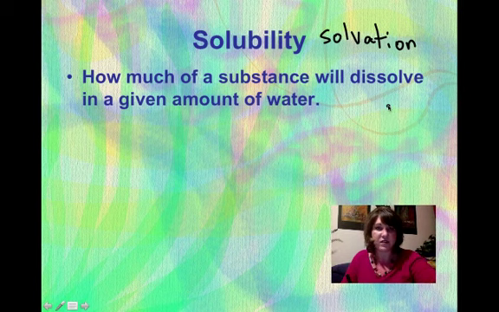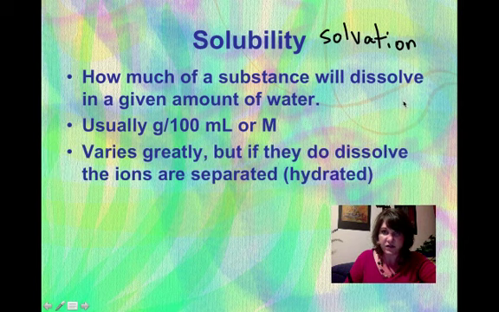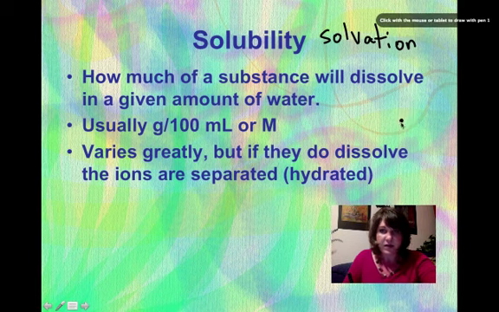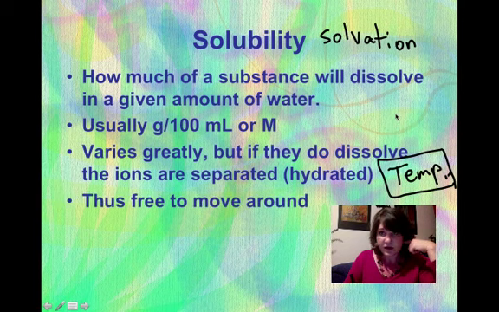So how would we describe the amount of stuff that we can dissolve in water? Typically we would report it in grams of that substance for every 100 milliliters, but it's more common to use molar or molarity, and I'll show you how that works in just a few slides. Solubility is going to vary, especially according to temperature. You've probably had the experience that if you heat up the water, generally speaking, you can dissolve more stuff in it. So solubility is going to vary according to temperature and some other factors too.